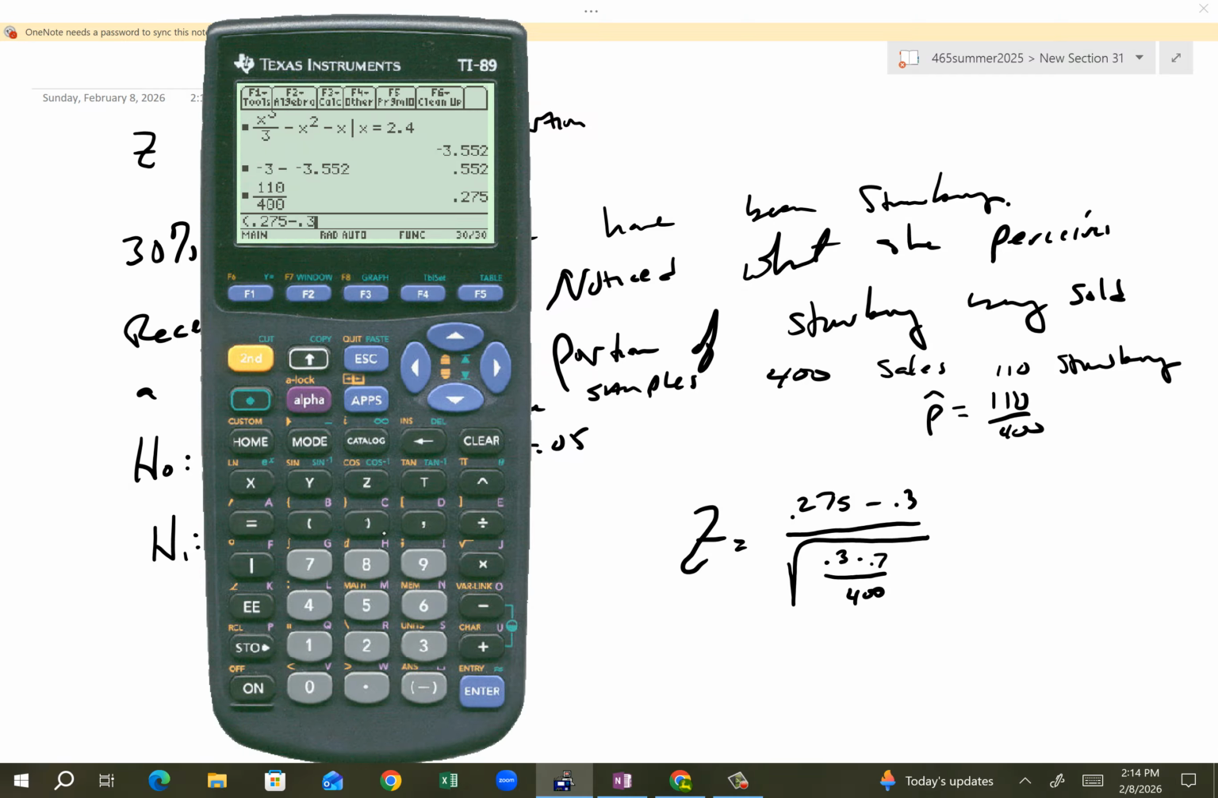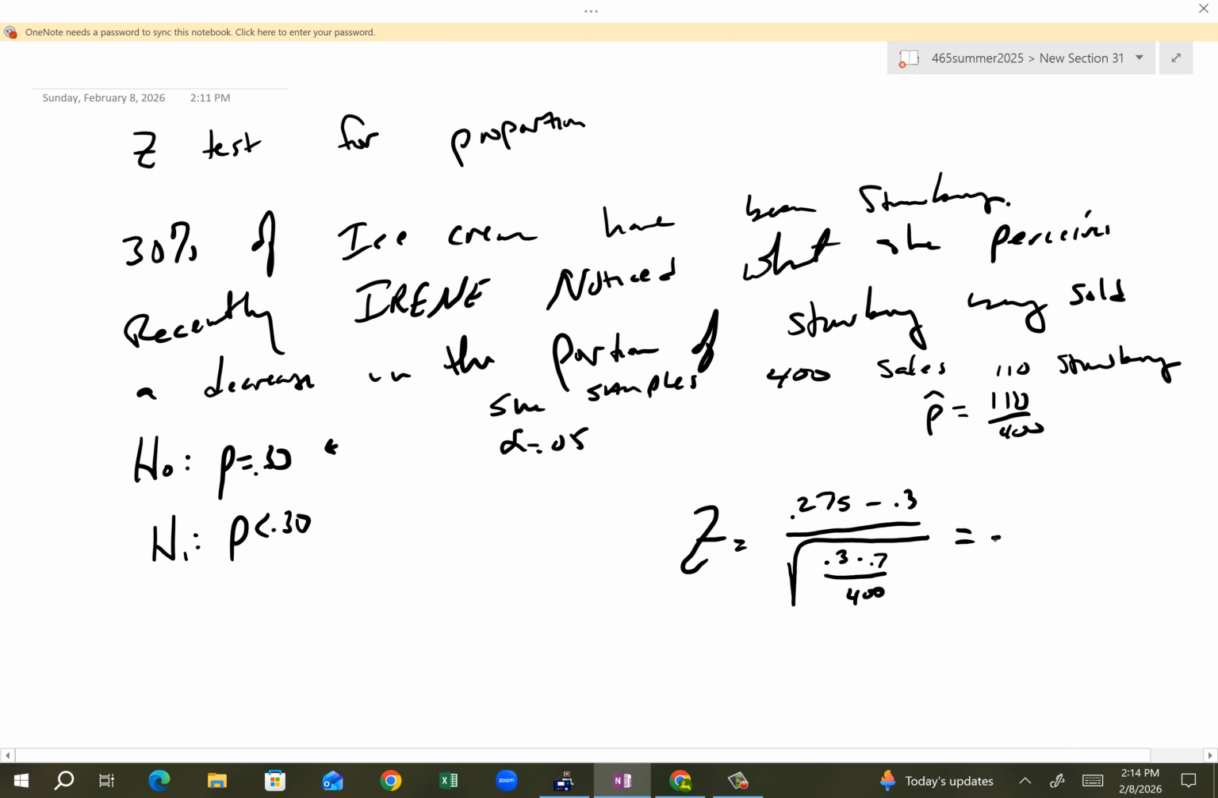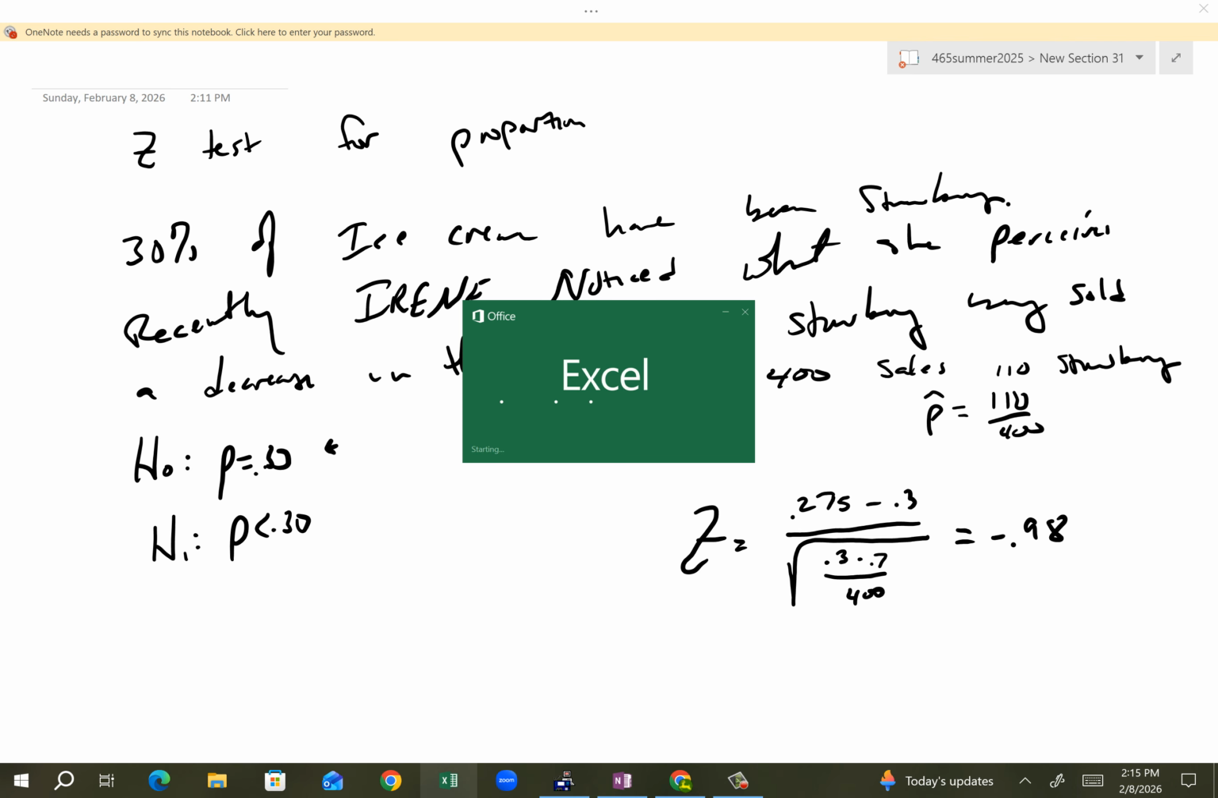Once again, we're doing a lower tail test. If somehow you end up with a positive, you screwed up. And, negative 0.98. That's not a very big z-score, is it, kids? No, it sure is not. We should use Excel.